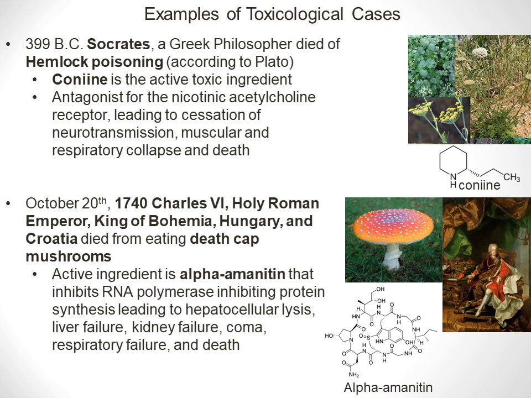Another example is from 1740, of Charles VI, Holy Roman Emperor, King of Bohemia, Hungary, and Croatia, who died of eating death cap mushrooms. These mushrooms contain an active ingredient called alpha amanitin, which is responsible for inhibiting RNA polymerase, which is responsible for protein synthesis, resulting in hepatocellular lysis, liver failure, kidney failure, and respiratory failure.